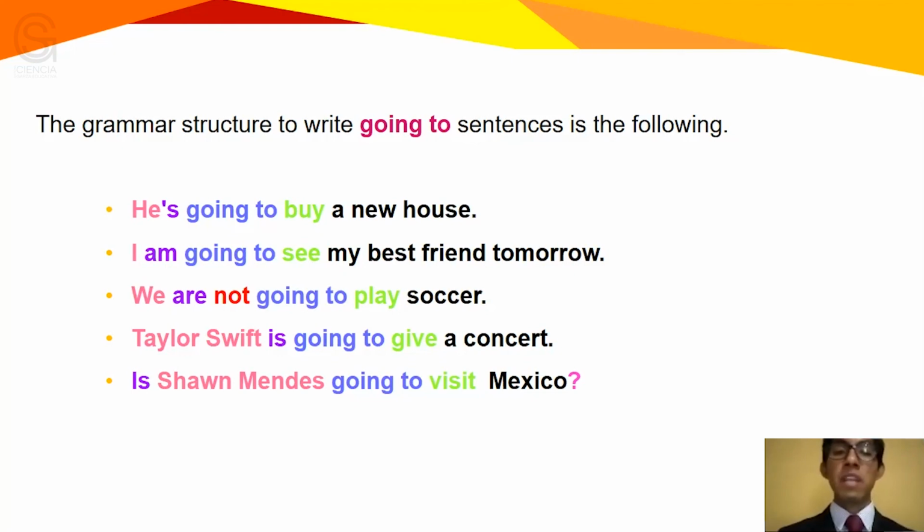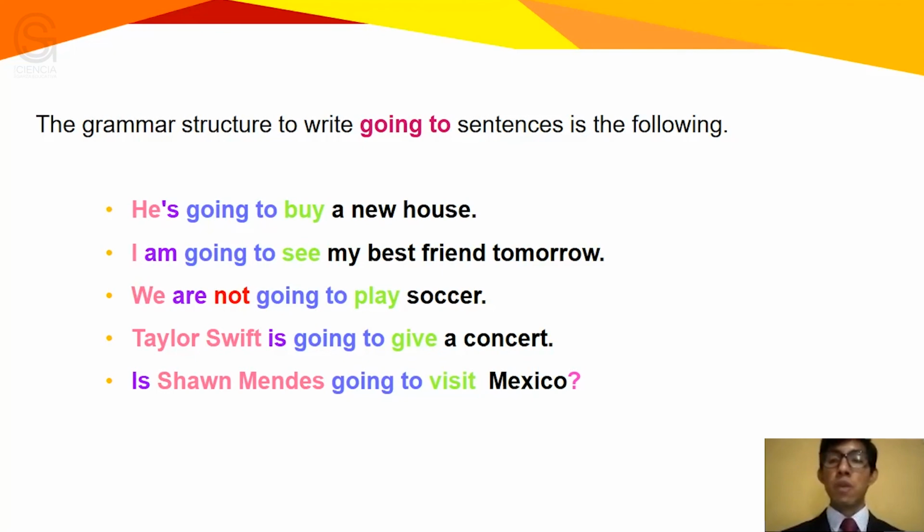We have the subject, which is he, or I, or we, or Taylor Swift maybe, and then we have the auxiliary be, that can be is, or are, and then going to, remember, going to goes always together. Then we have the verb in the base form and the rest of the sentence. For example, I am going to see my best friend tomorrow. This is an affirmative sentence.